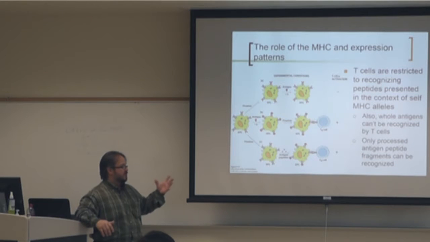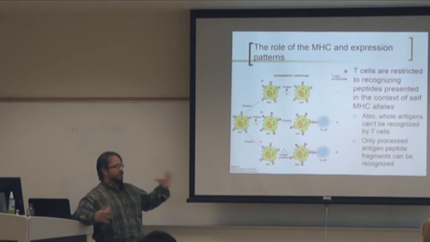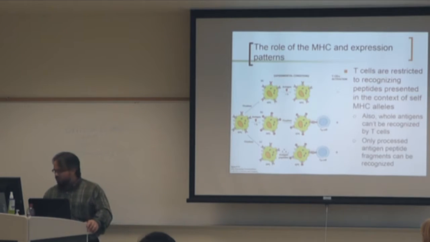So that's another thing to really understand, is that antibodies can recognize whole proteins. MHCs can only present small peptides. So T cell receptors can't see whole proteins, but they can see these little chunks of peptides being presented.